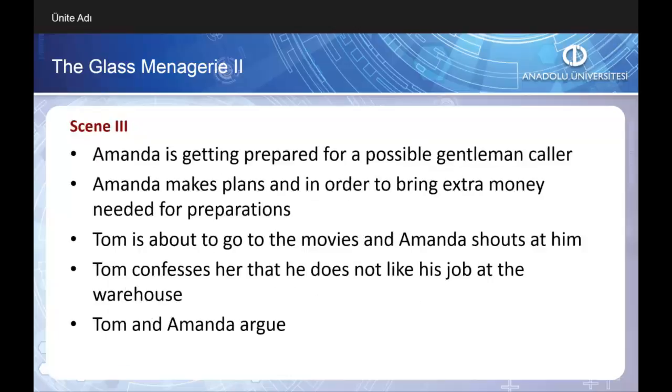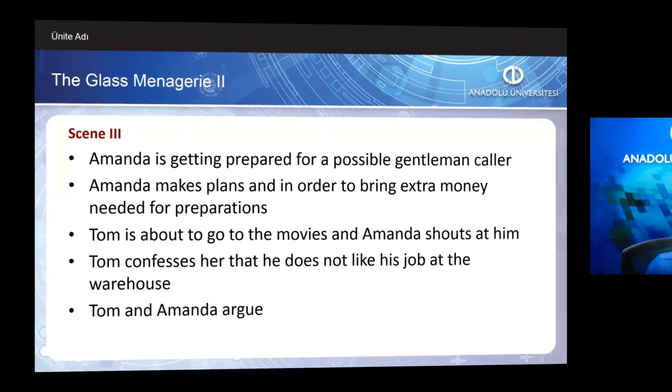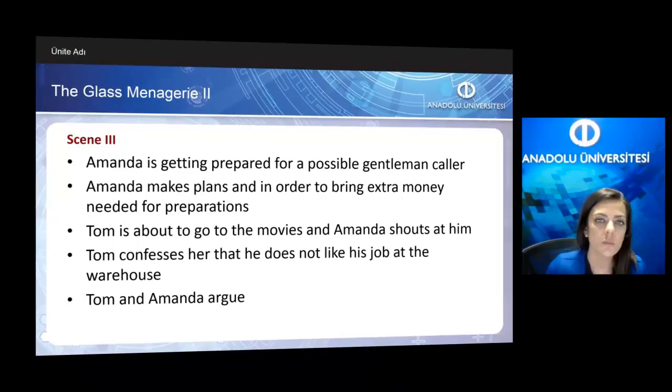In the third scene, Amanda is getting prepared for a possible gentleman caller because she's obsessed with this idea. She makes plans, and in order to bring extra money needed for preparations, she is dealing with those kinds of issues. At night, Tom is about to go to the movies, and Amanda is really mad about this and shouts at him. Tom confesses that he doesn't like his job at the warehouse and he wants to quit his job. And again, Tom and Amanda argue one more time.